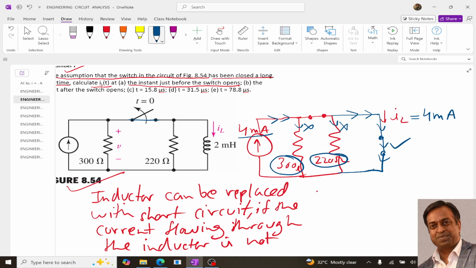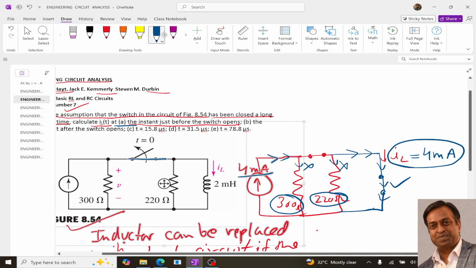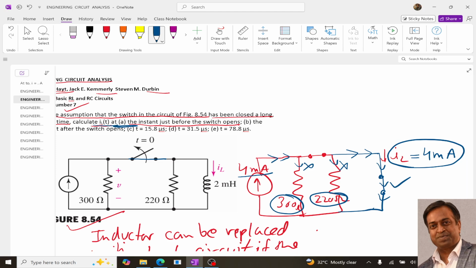So when the switch is in a closed state, the current flowing through the inductor is 4 milliampere. This is the answer to the first part of the question, which asks to determine IL, the current through the inductor just before the switch opens. So the answer is that IL equals 4 milliampere for t less than 0, meaning before the switch is opened, the current remains constant and it is 4 milliampere.